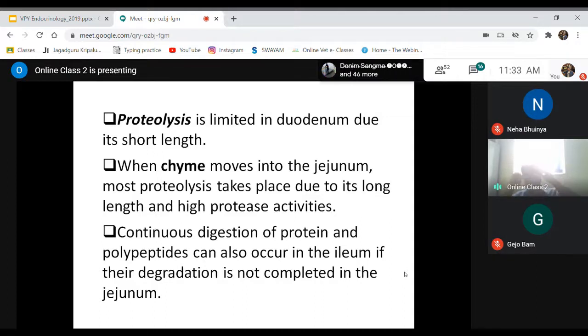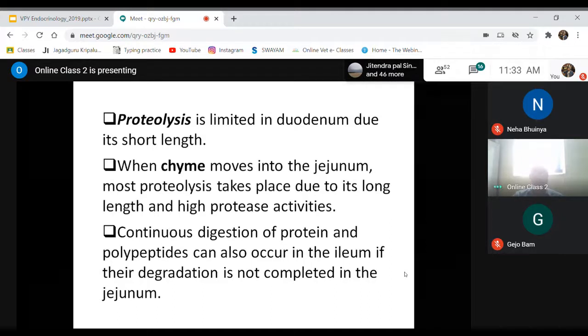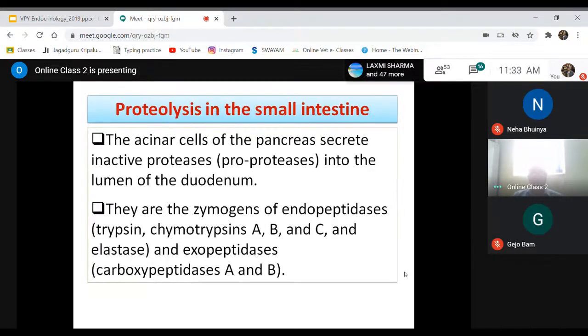When chyme moves into the jejunum, most proteolysis will be taking place, because here everything will be mixed up and the environment will be suitable. Most of the digestion of the protein will occur in the jejunum part of the small intestine. But if it is not completed, or if some portion of the protein escapes digestion, then that will be digested in the ileum part of the small intestine.